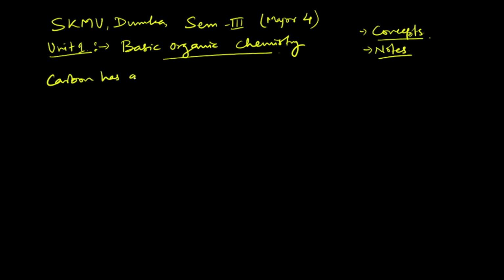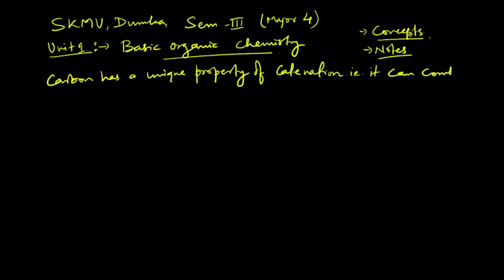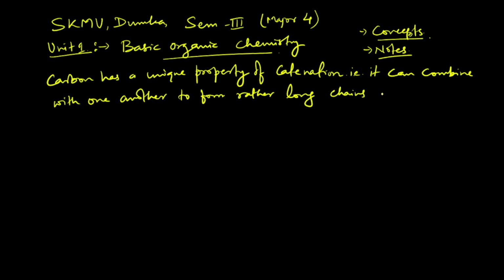Carbon has a unique property, which we call catenation. What does it mean? It can combine with one another to form long chains and rings of different size. It means we can say it goes till infinite.